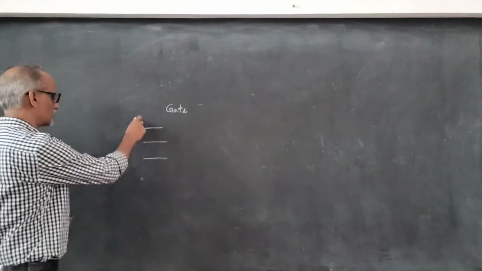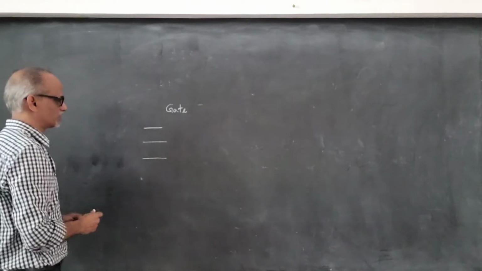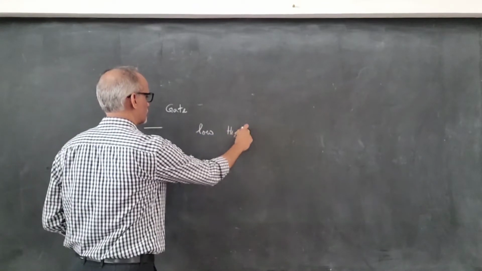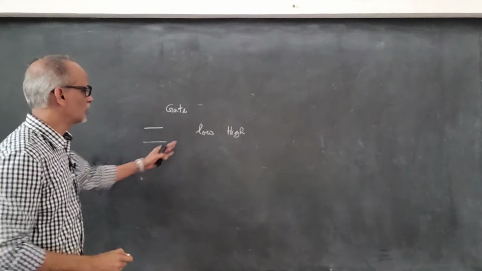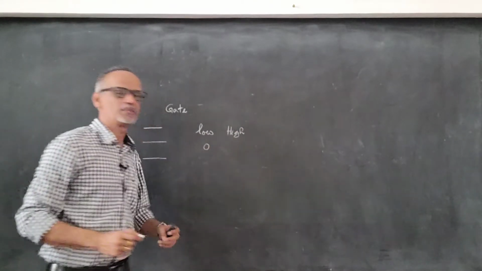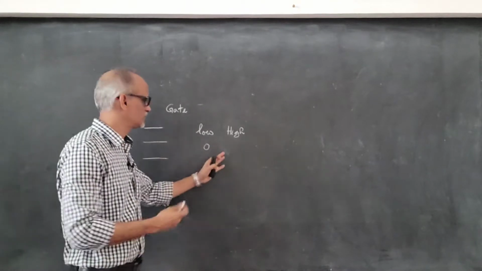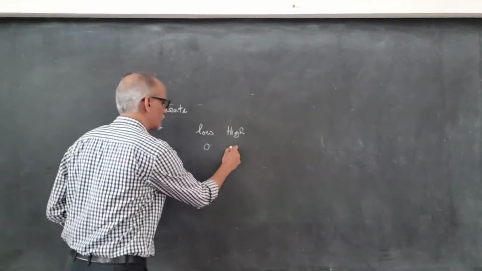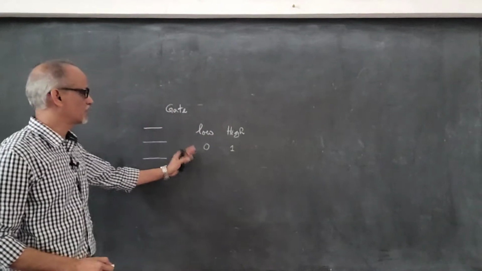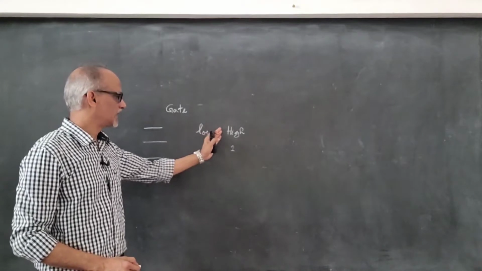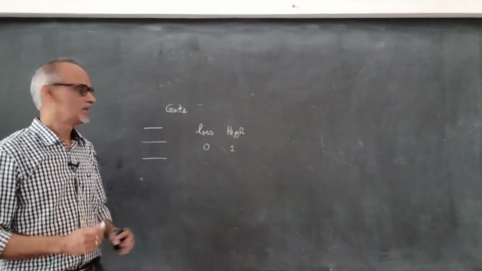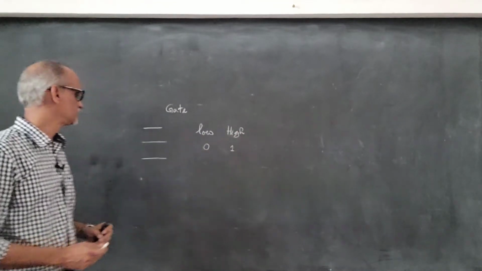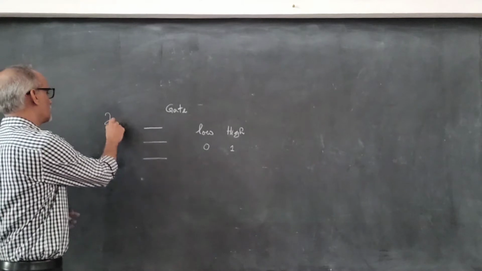Across these inputs, we apply a voltage, either low voltage or high voltage. Applying low voltage is represented by the number 0, and high voltage, normally corresponding to 5 volts, is represented by 1. So 1 signifies high voltage and 0 signifies low voltage, and these are considered as inputs.